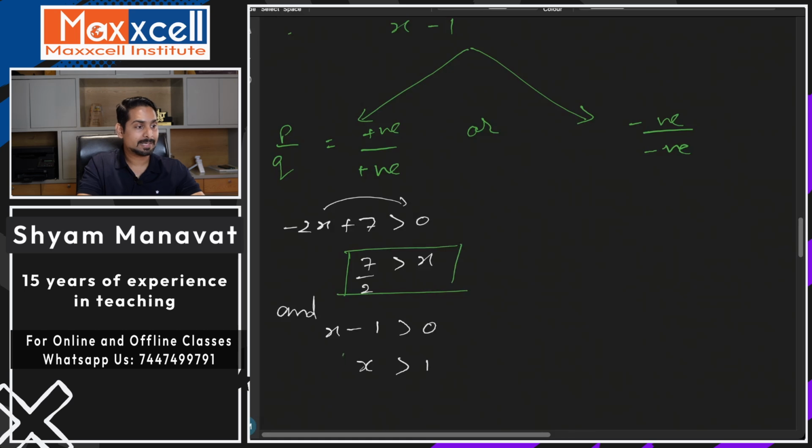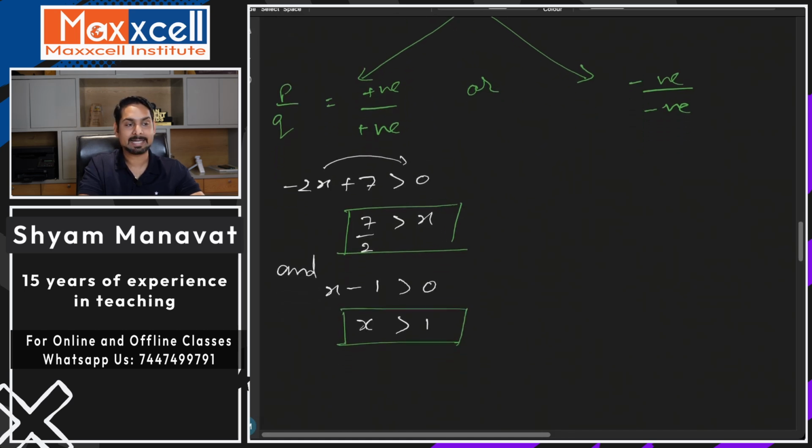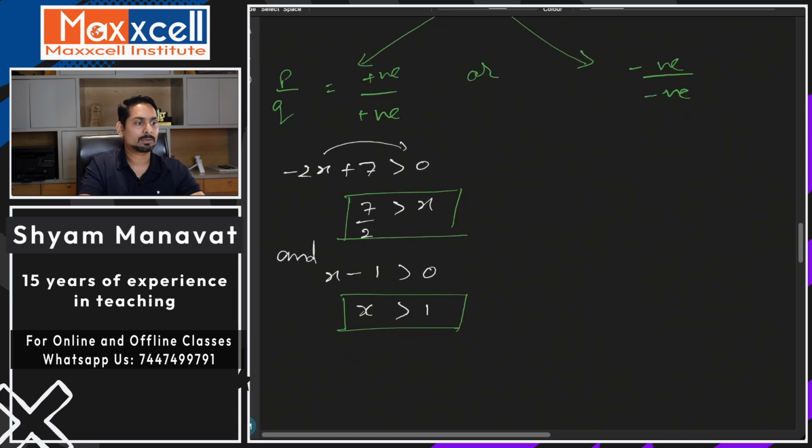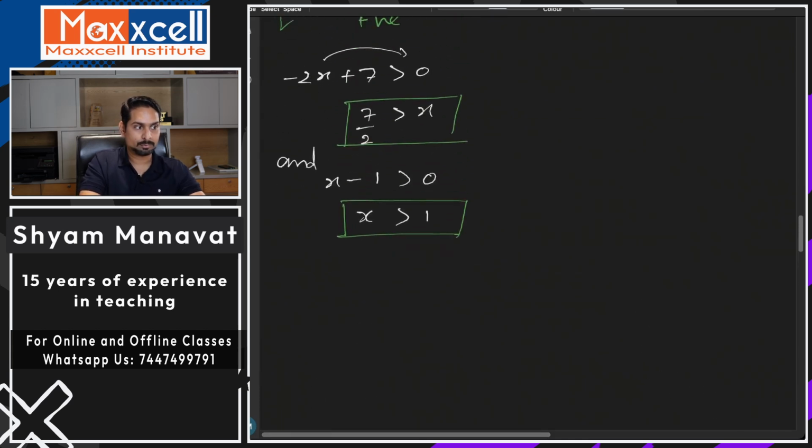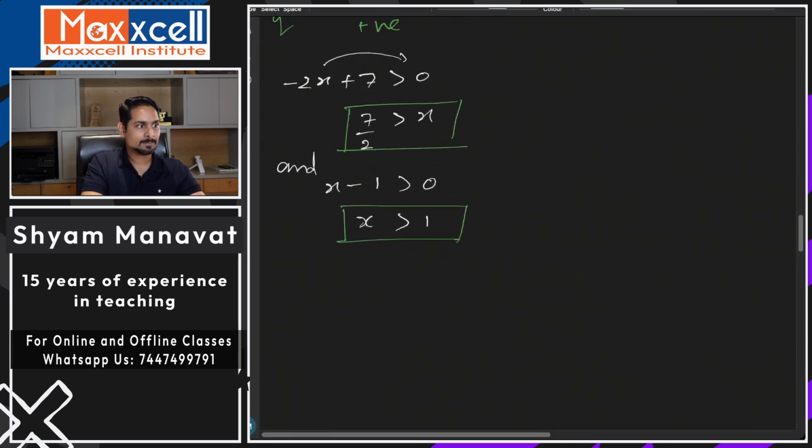x is greater than 1 and less than 3.5. So x is less than 3.5 and more than 1. This is the outcome you get from the first condition, where both numerator and denominator are positive. Do you have any common values between them, between 3.5 and 1? Yes, the answer is yes. We have that.